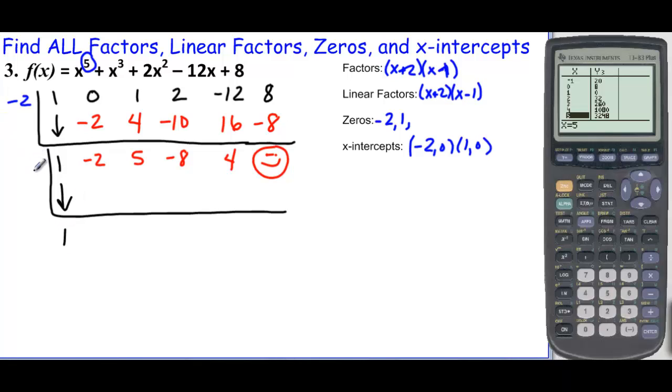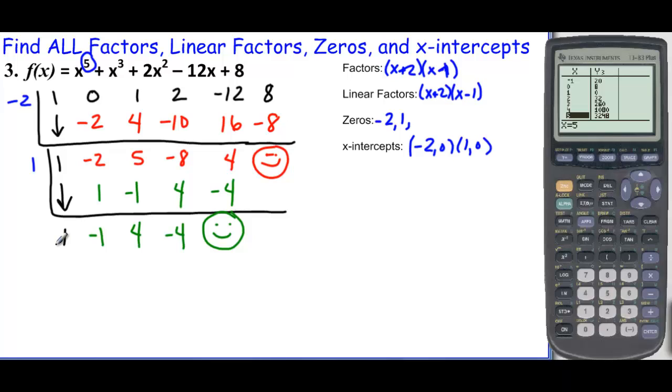Now I'm going to use the 0, 1. Again, I'm going to multiply. 1 times 1 is 1. Add, I get negative 1. Multiply, I get negative 1. Add, you get 4. Multiply, you get 4. Add, you get negative 4. Multiply, you get negative 4. And again, there's our 0.